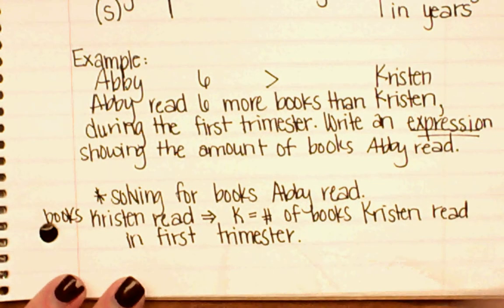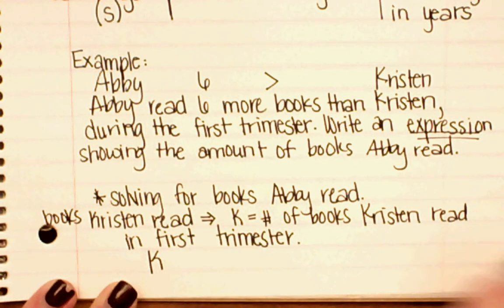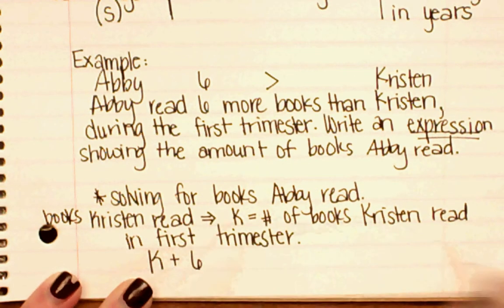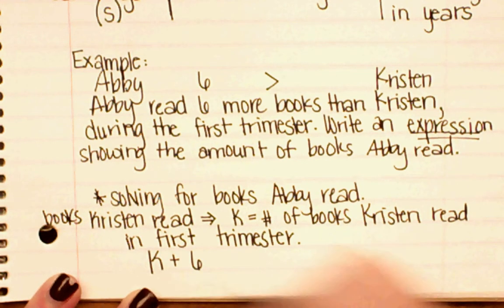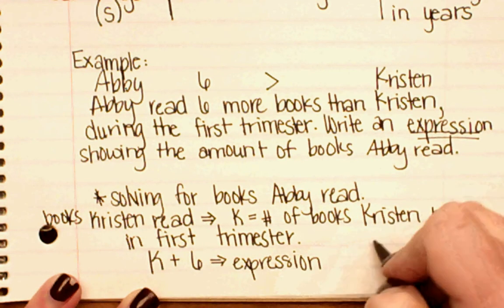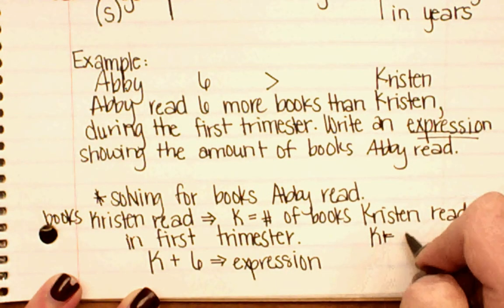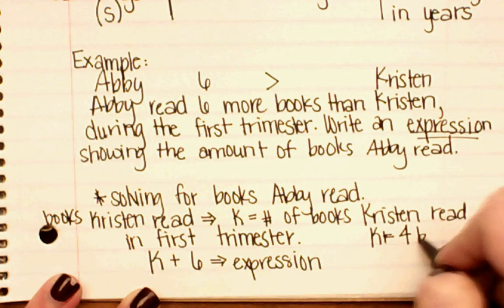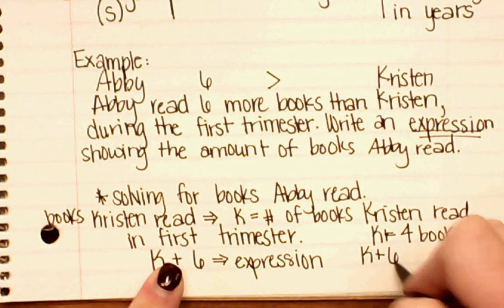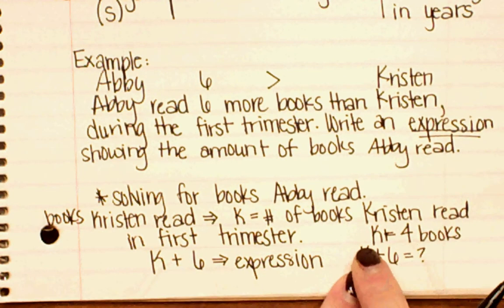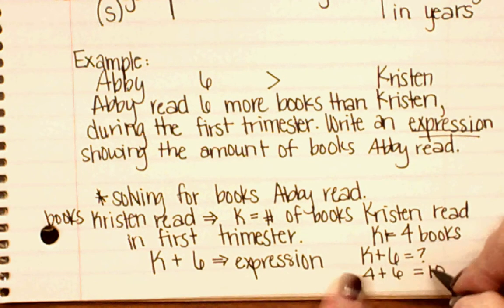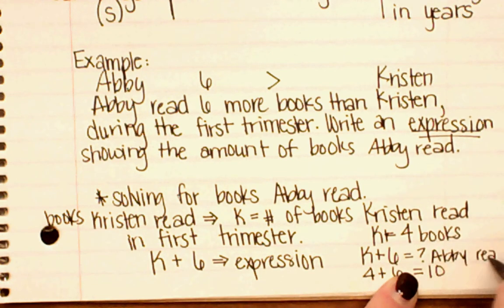So now I'm going to write a math problem. We have K, and that's Kristen. Abby read 6 more. So to find how many Abby read, it's going to be K plus 6. So there's your expression. Now if I told you what K equals, maybe Kristen read 4. Kristen read 4 books. So K equals 4. Now you can find out how many Abby read. You're going to take the expression K plus 6 and plug in K. So it says K equals 4, so 4 goes here, plus 6 equals 10. So how many books did Abby read? Abby read 10 books.